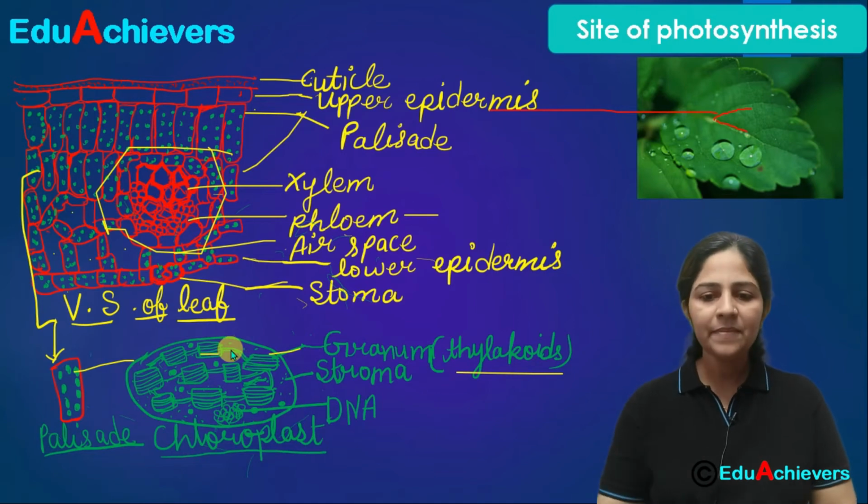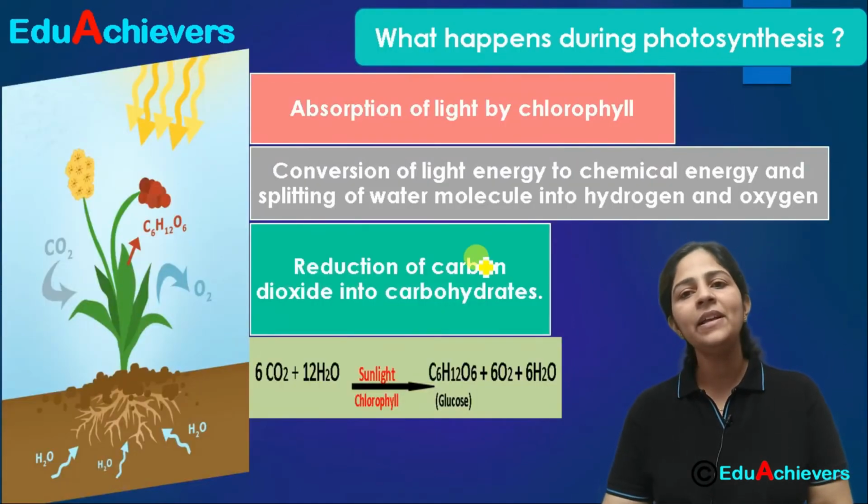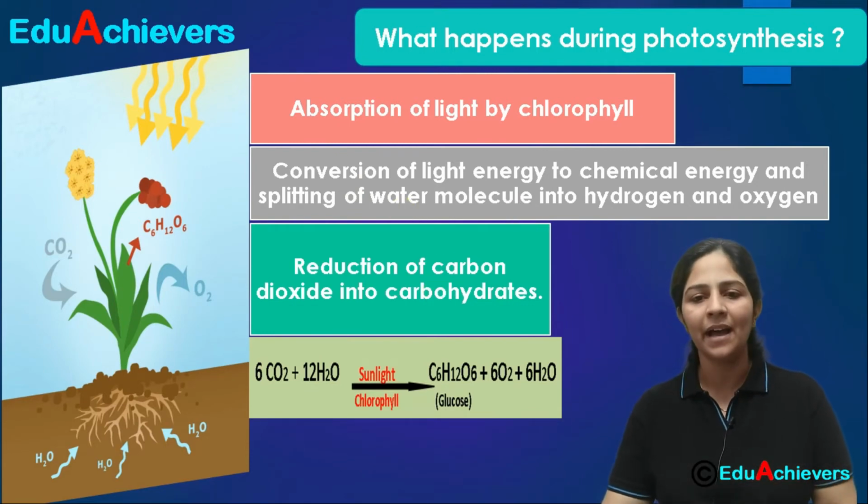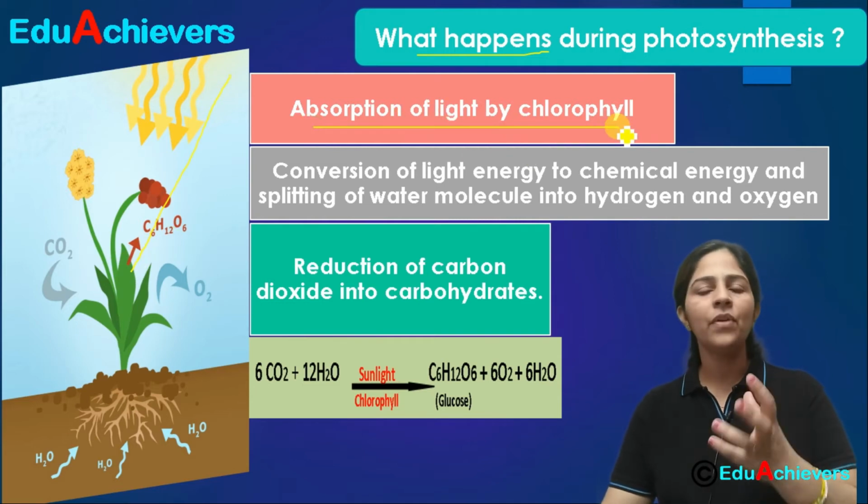Fine. Moving further, if we take the steps of photosynthesis, कि photosynthesis में होता क्या है, what happens during this process. तो सबसे पहला step होता है absorption of light rays by the leaves. जो leaves होती है they absorb the light from the sun.